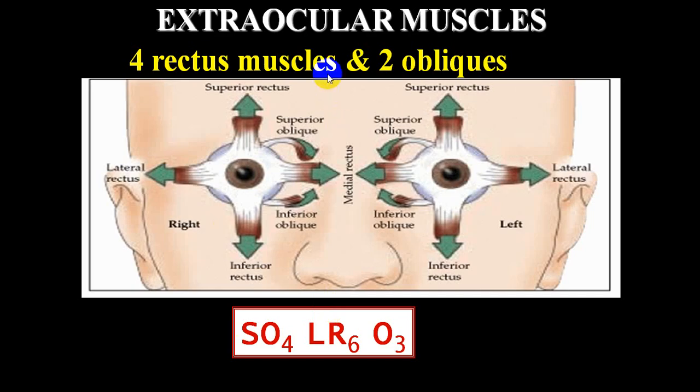So superior oblique is supplied by the fourth cranial nerve, lateral rectus by the sixth cranial nerve, and the rest of the muscles by the third cranial nerve. So the third cranial nerve will supply medial rectus, superior rectus, inferior rectus, and inferior oblique. So those four muscles will be supplied by the third cranial nerve.